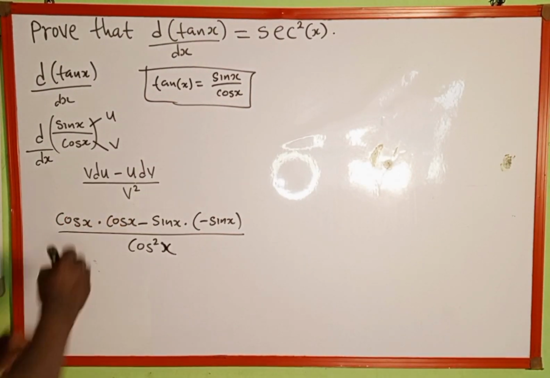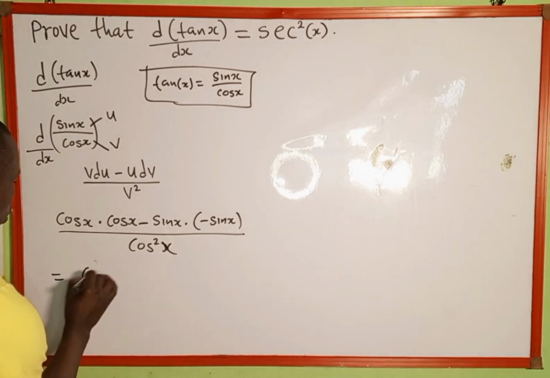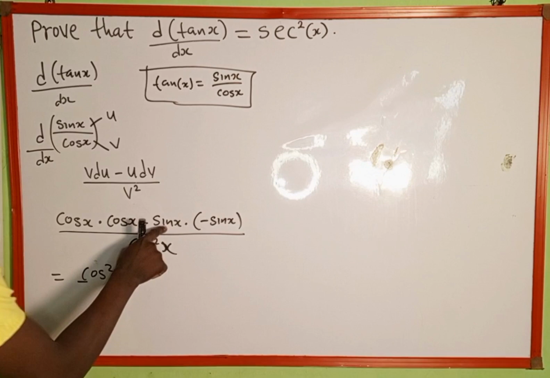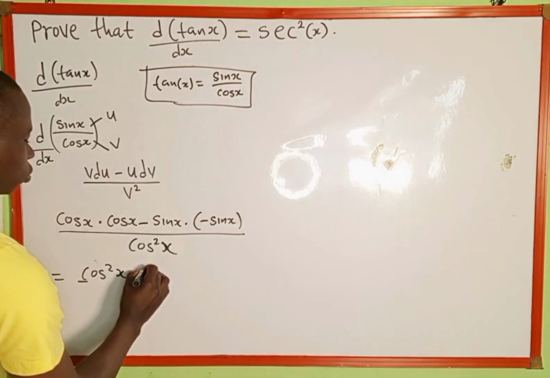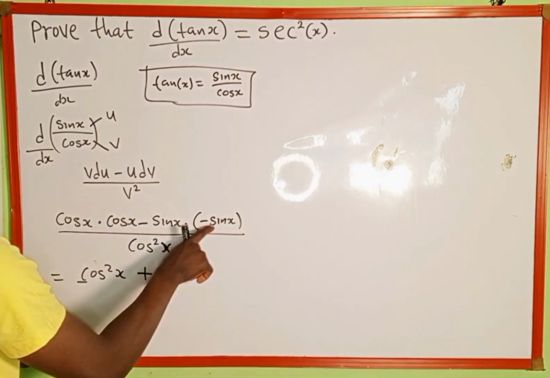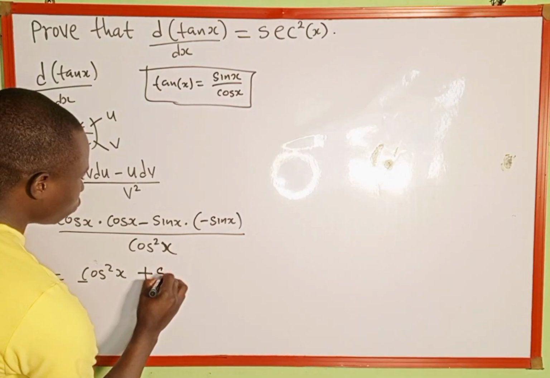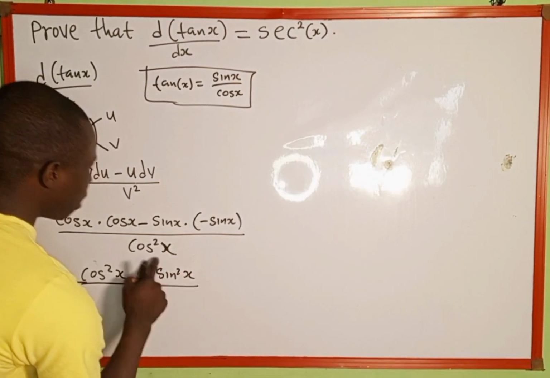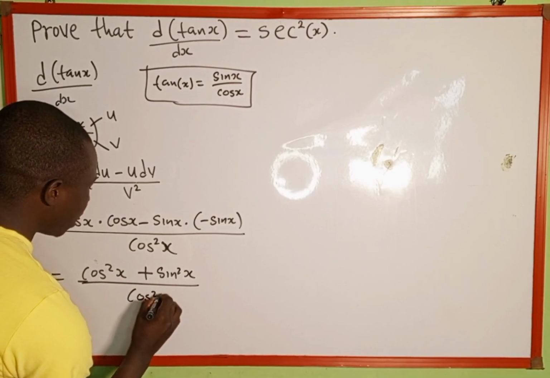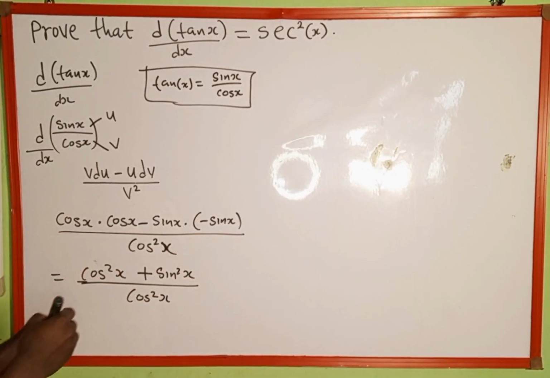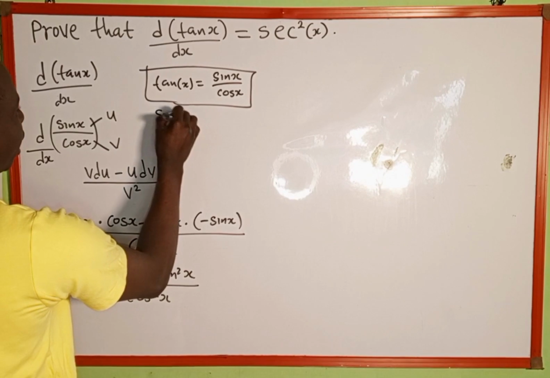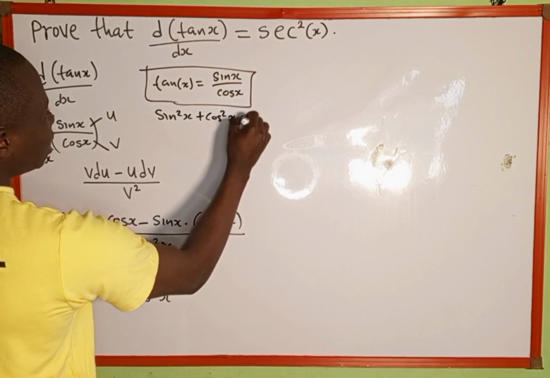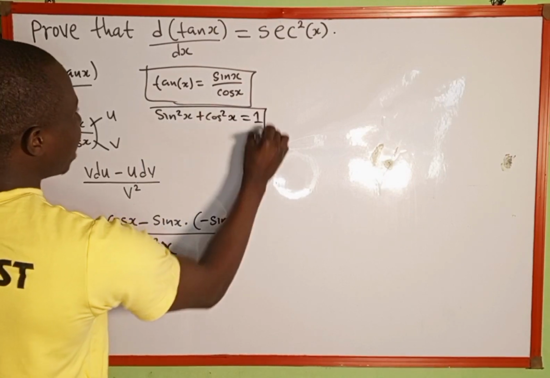The next thing we're going to do is to simplify this numerator. Cos x multiplied by cos x is going to give us cos square x, then the minus multiplied by minus is going to give us plus. Sine x multiplied by sine x is going to give us sine square x, then everything divided by cos square x. The next thing we are going to recall is that sine square x plus cosine square x is the same as 1, from the trigonometry identity.